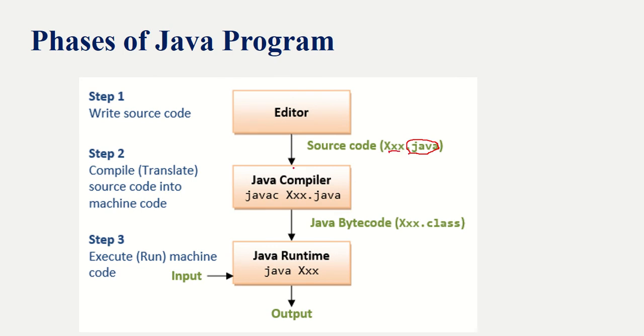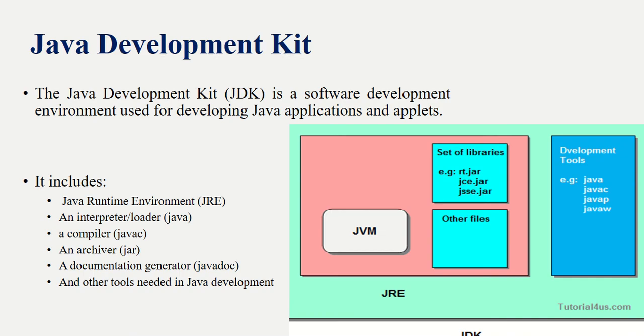After you write the code, you can compile by simply running javac. So javac compiles the program and converts it into what we call bytecode. The extension for bytecode is .class. The last step is java, to run the program using java and the name of the program, without any extension, and you will get the output. These are the three phases: edit, write a program, compile the program, and then run the program. These are the three steps of writing a Java program.